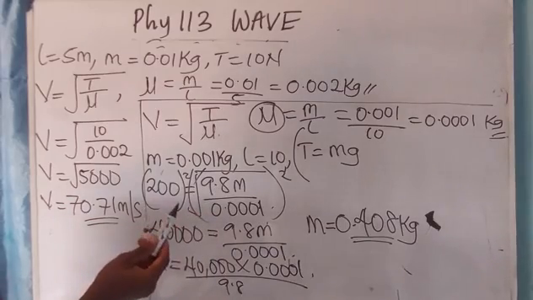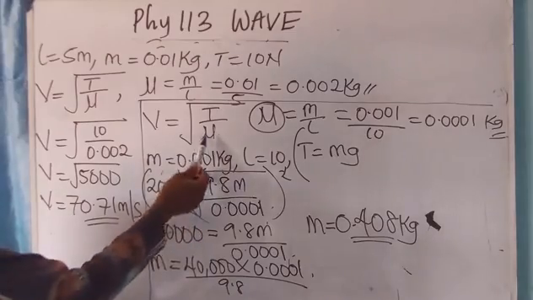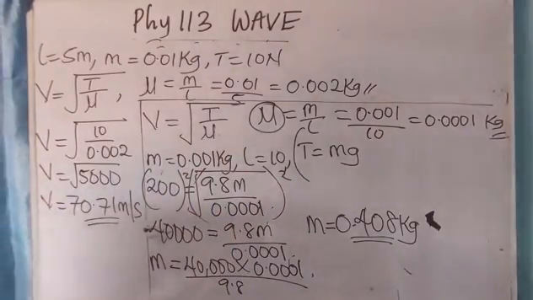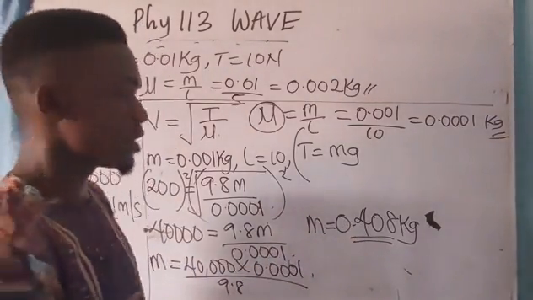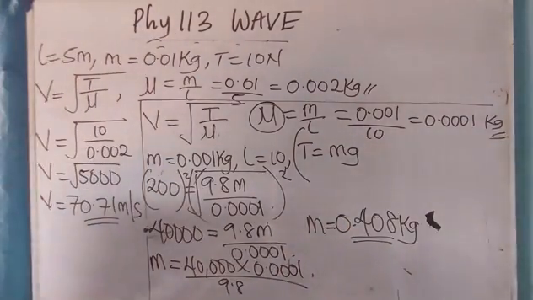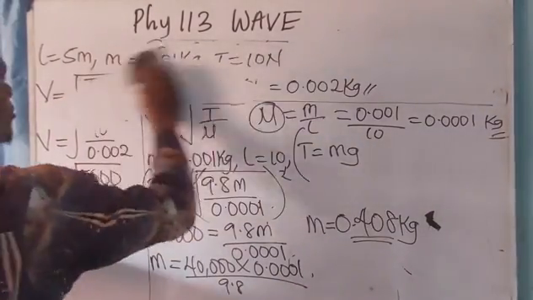That is gravity, which is 9.8. The mass is this. Then the U we got is 0.001. Cross multiply and divide. You get the answer as 0.408. So the value of the mass is 0.408.